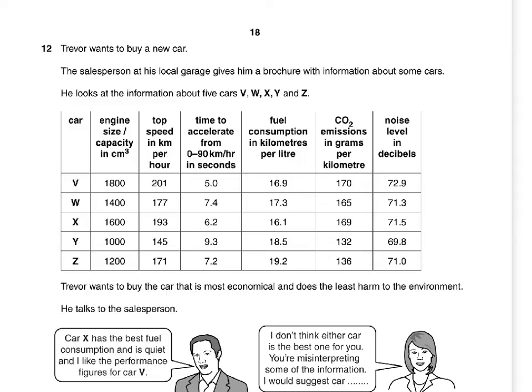Okay. Question 12, and another large table of data for us to make sense of. Trevor wants to buy a new car. The salesperson at his local garage gives him a brochure with information about some cars. He looks at the information about the cars V, W, X, Y, and Z. Okay, so let's have a look at what the table is telling us. Engine size and capacity. So they've all got different sizes. Top speed in kilometers per hour. Time to accelerate from 0 to 90 kilometers per hour in seconds.